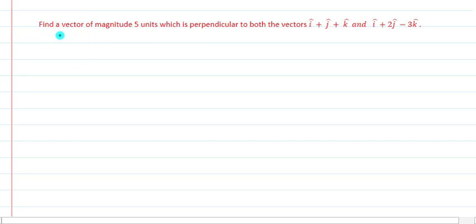So here is an example. Find a vector of magnitude 5 units which is perpendicular to both vectors this and this. Now let me name these vectors as vector A is equal to i cap plus j cap plus k cap, and the second vector, let me name it as B, is equal to i cap plus 2j cap minus 3k cap. Now I need to find a vector of magnitude 5 units which is perpendicular to both vector A and B.